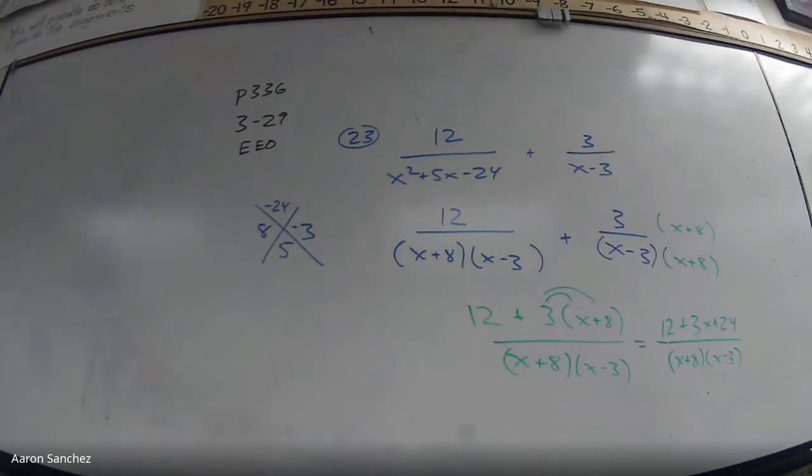Okay, cool, thanks. So then I got 12 and 24, and so this will be 3x plus 36 over x plus 8 times x minus 3. And that'll be your final answer. You can factor out the 3 if you want, but that's good, depending on the multiple choice question that you have.